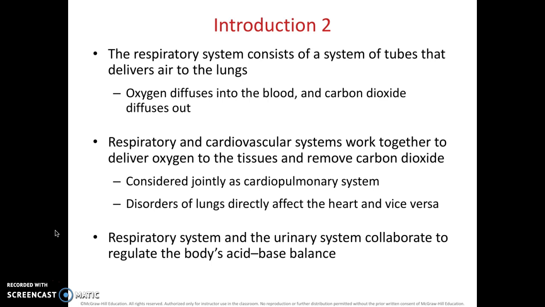The respiratory system consists of a system of tubes that delivers air to the lungs, where oxygen can diffuse into the blood and carbon dioxide can diffuse out. As we know from our previous lectures, the respiratory and cardiovascular systems are pretty intimately linked so that they can deliver oxygen to the tissues and remove carbon dioxide. Together, they're known as the cardiopulmonary system. This means that disorders of the lungs can directly affect the heart and vice versa, if you remember from previous lectures on the cardiovascular system. The respiratory system also works with the urinary system to regulate the body's acid-base balance.